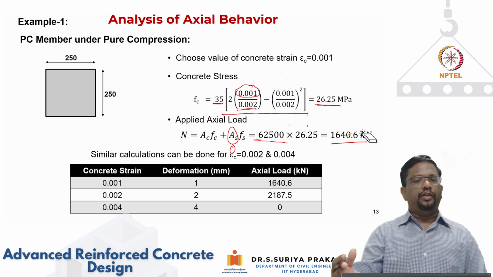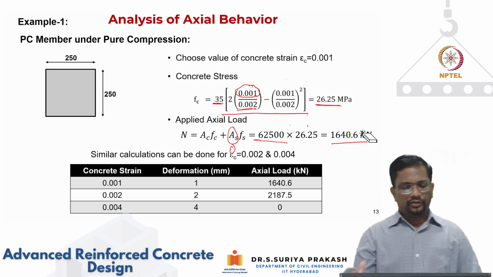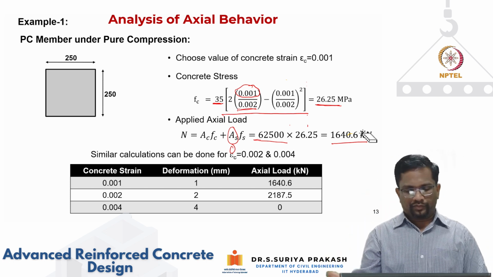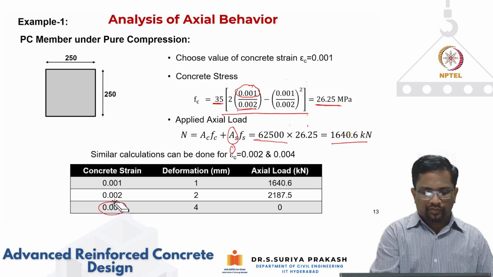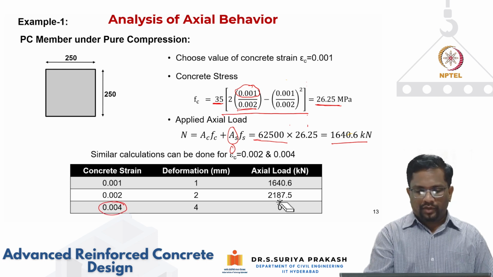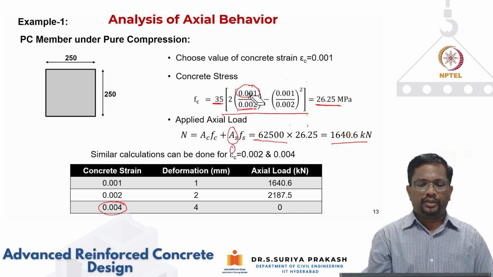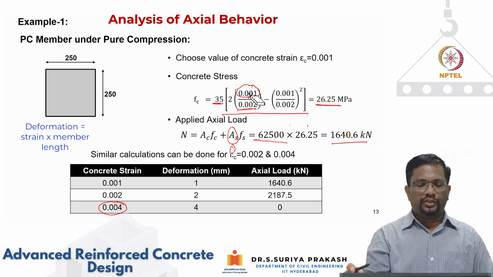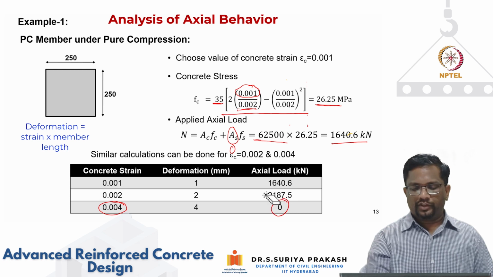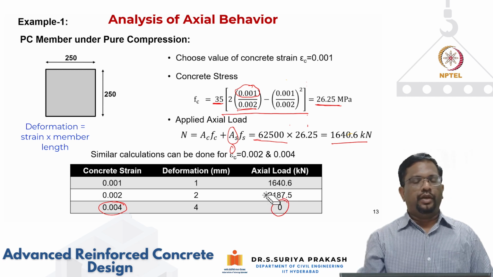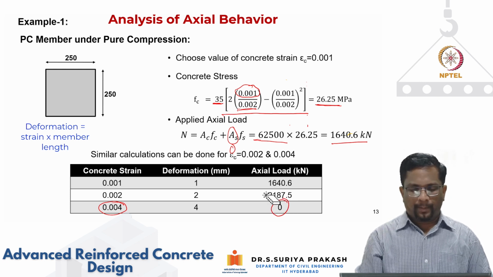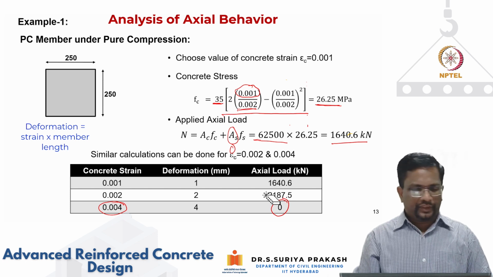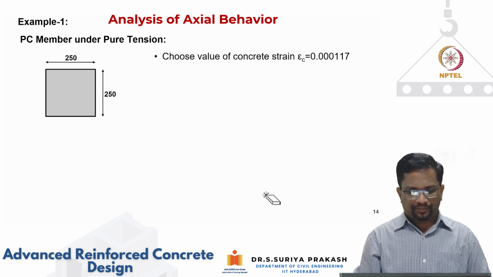Similarly, we can do other calculations also, 0.002, 0.004. When you take 0.004, what will happen? If you plug it in this equation, you will see that in the parabolic model the stress will become zero. That is why the load also has become zero. So you can create a simple Excel sheet and do this calculation.